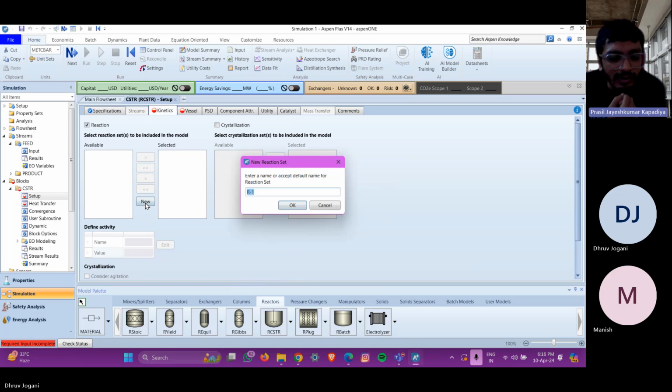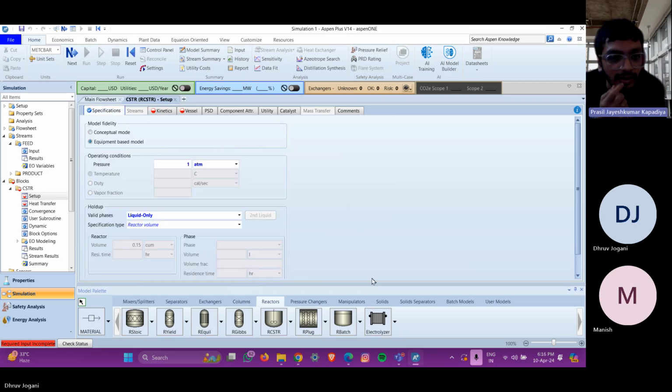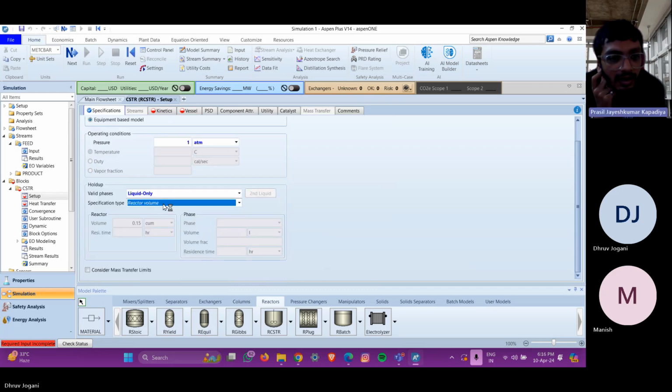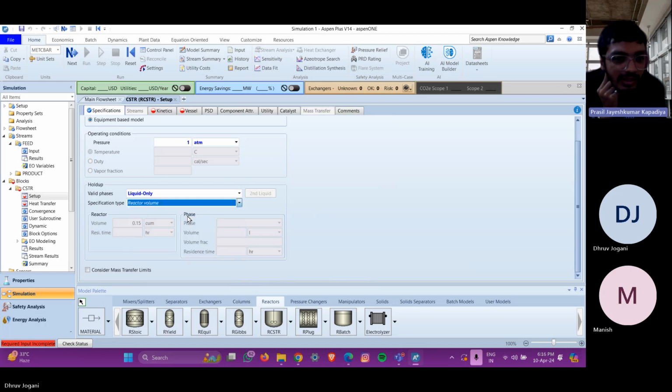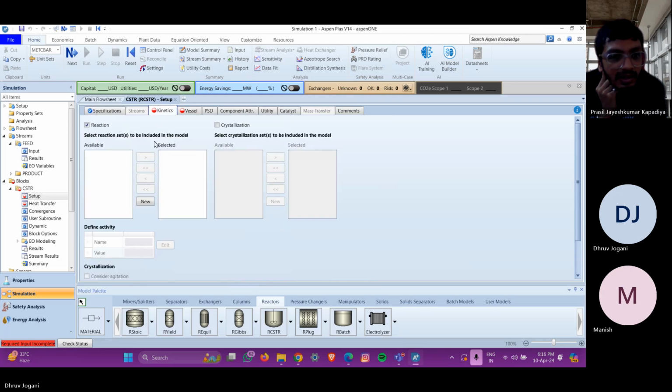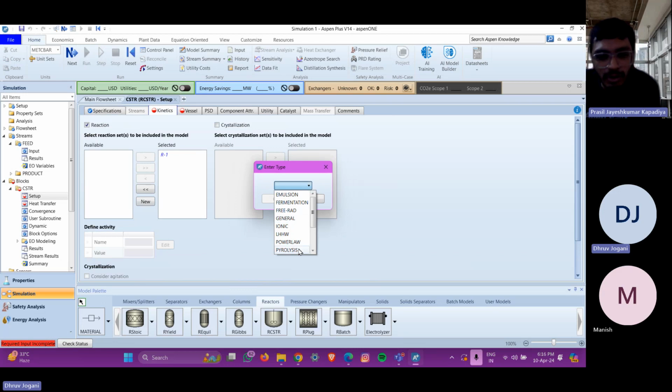Can you go again to that specification part? Can you show me what are the available options? Reactor volume, reactor time. No, this is fine. Okay, let's add the reaction. Is this LHHW? Sir, it should be power law, I guess. I haven't seen the reaction. Okay, it is power law.